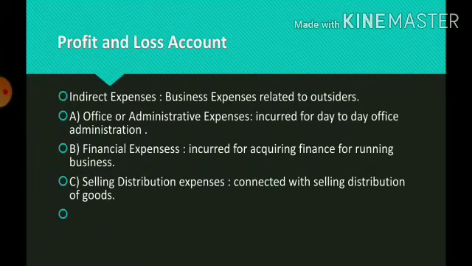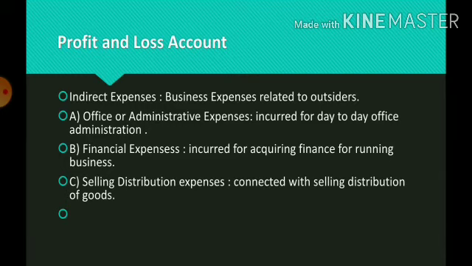In profit and loss account, indirect expenses means all business expenses which we are going to pay to the outsider to carry on business activity. It is bifurcated into three categories. First, office or administrative expenses, which are incurred for day to day office administration, that is printing and stationery, postage and telegram, salaries to office staff, office rent, office lighting. So this will come under the office or administrative expenses.